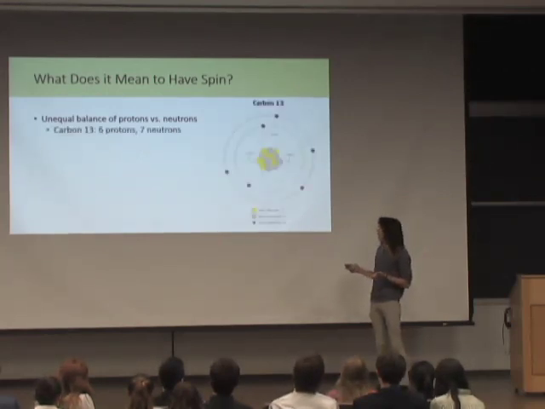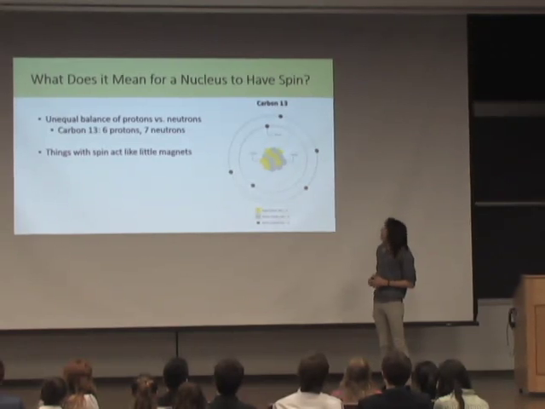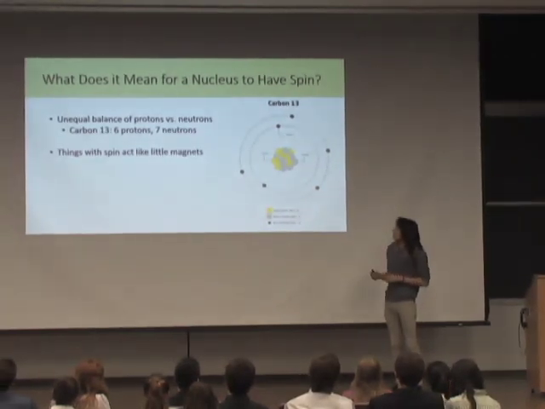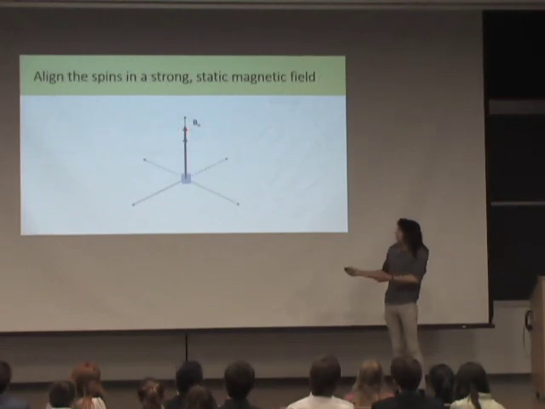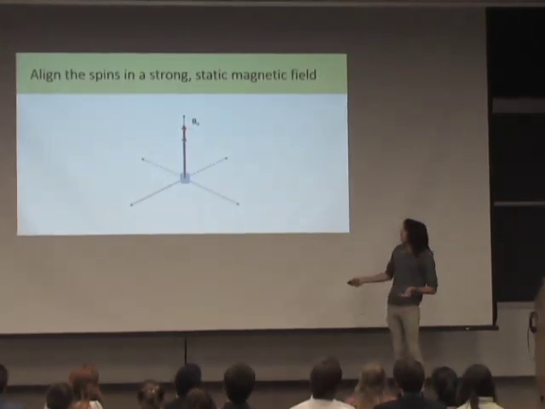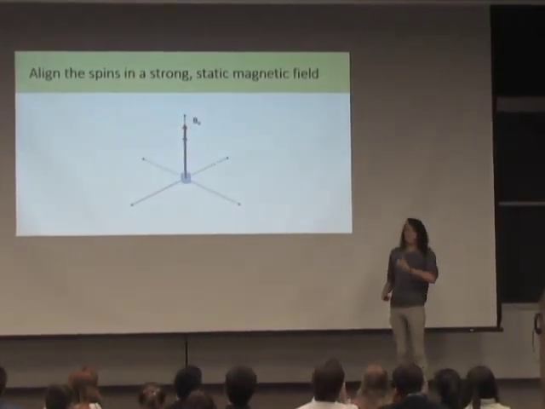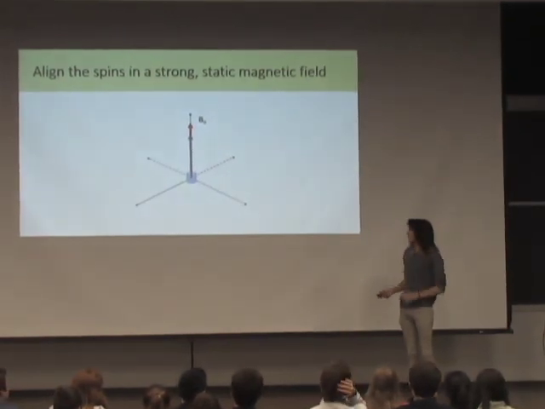An example of this is carbon-13. It has 6 protons and 7 neutrons, and this gives it the intrinsic property of spin. And something that's very important is that things with spin act like little magnets. So if we put a bunch of them in a magnetic field, almost all of them will align with this magnetic field, giving this magnetic moment vector.